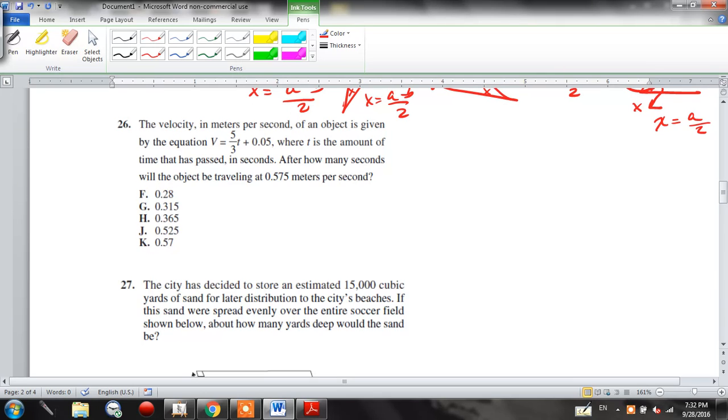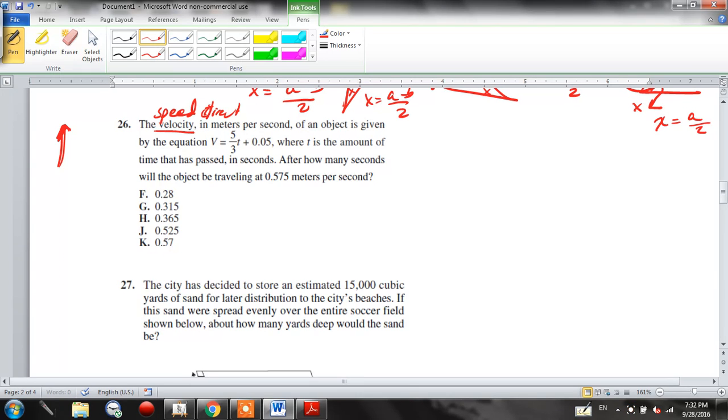Bismillahirrahmanirrahim. So, number 26. The velocity in meters per second. Velocity is speed. It's a little bit more than speed. Speed in a certain direction. Okay, like this is going in a certain direction at a certain speed. So velocity is speed in a certain direction.